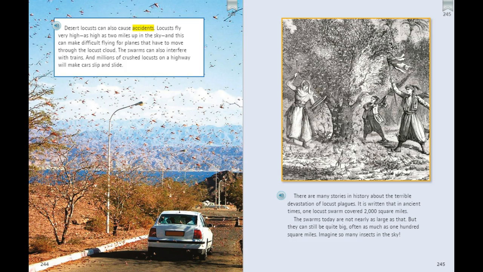The author doesn't explain what kind of trouble locusts cause for airplanes and trains. Why do you think swarms of locusts interfere with planes and trains? How are the people on page 245 trying to get rid of locusts? And do you think their approach would work? And why?